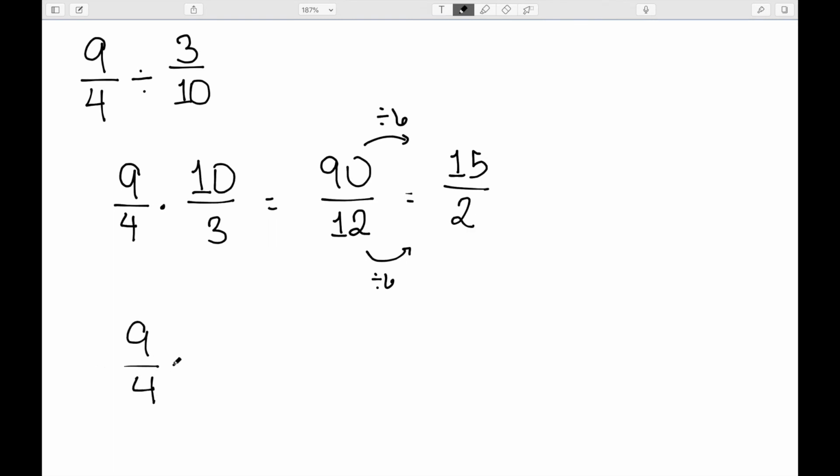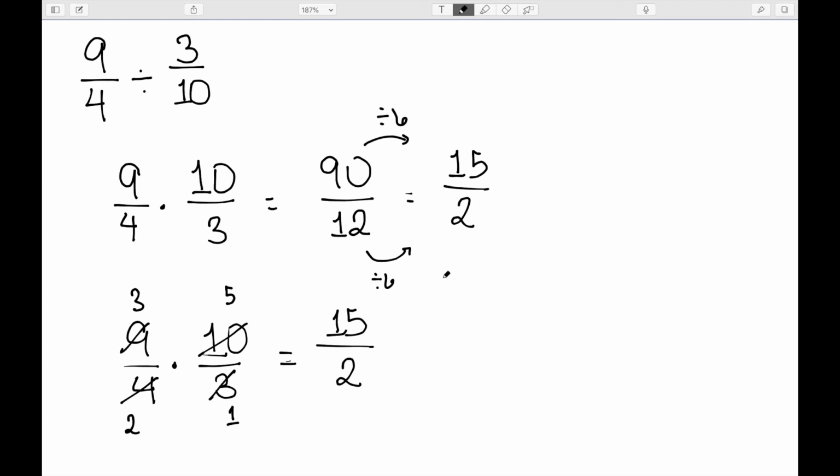Alternatively, when I flip the second fraction and multiply, we could simplify first. A 3 and a 9 have a 3 in common. 9 divided by 3 is 3. 3 divided by 3 is 1. A 4 and a 10 have a 2 in common. 4 divided by 2 is 2. 10 divided by 2 is 5. 3 times 5 is 15. 2 times 1 is 2. So both of these would be acceptable methods to dividing these two fractions.